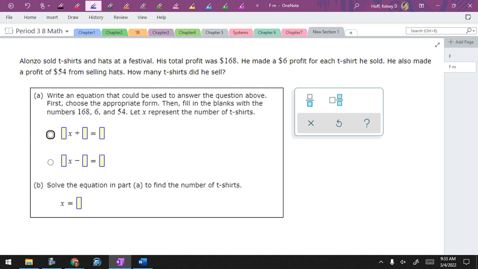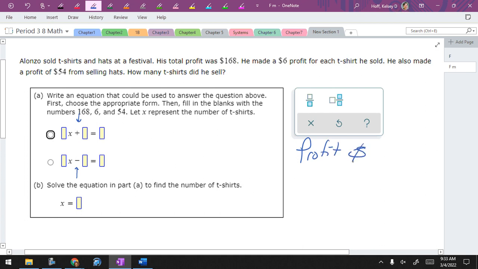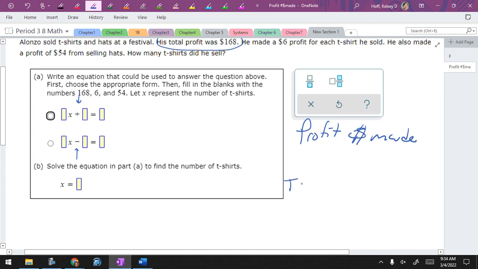A. Write an equation that could be used to answer the question above. Choose the appropriate form, then fill in the blanks with 168, 6, and 54. X represents the number of t-shirts. And if we look here, the difference in these two is a plus and a minus. The word profit means the money made. So he made a total of $168. He sold t-shirts and hats to give him his total.